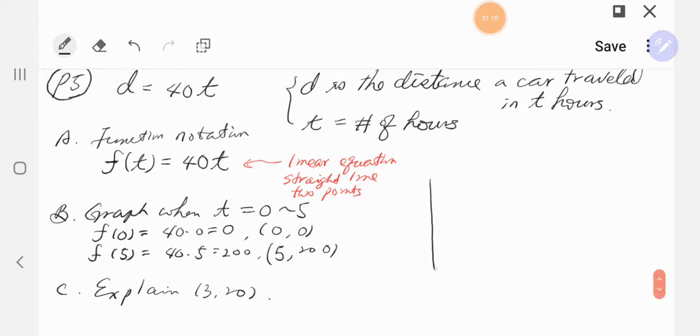We don't have negative numbers, so we will start from 0 and go to positive numbers. t is the number of hours, so this axis is in hours. And we will use d, which is in miles. Starting from 0, 1, 2, 3, 4, 5 hours.